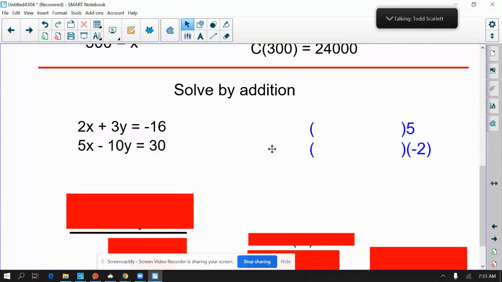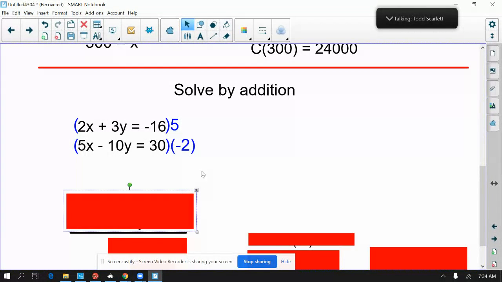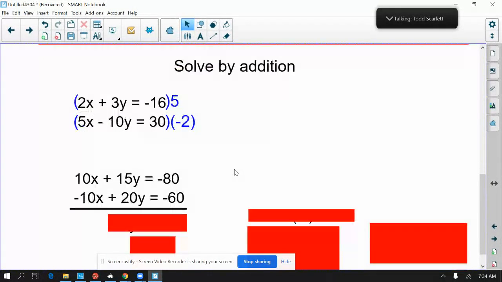And I'll multiply this top one by positive 5. That will make this 10x. And I'll multiply the bottom row by negative 2. That'll make this negative 10x. And you have to multiply everything by 5 and everything by negative 2, giving us this new system.